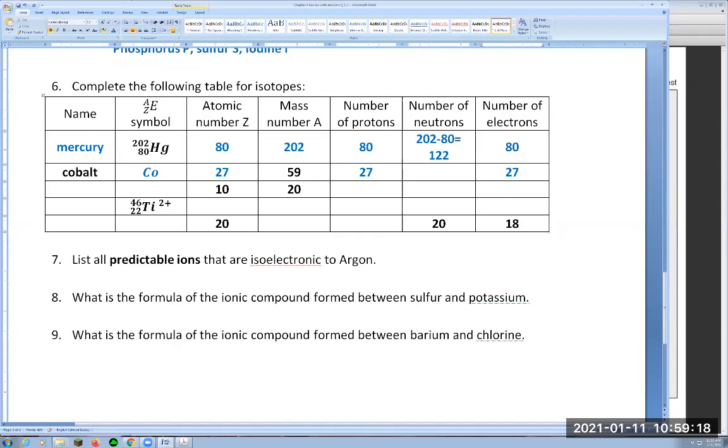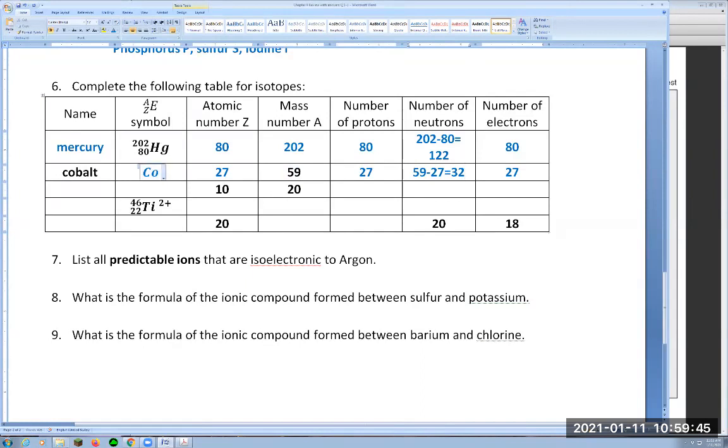For the number of neutrons, you need to use the mass number that is given here, so 59. So 59 minus the number of protons, 27, equals 59 minus 27 is 32. So that's the number of neutrons for this isotope of cobalt.